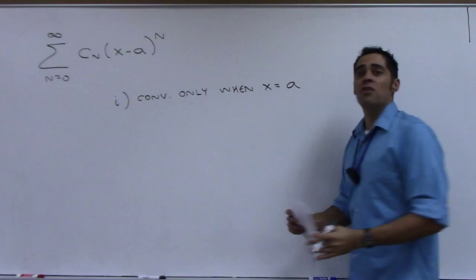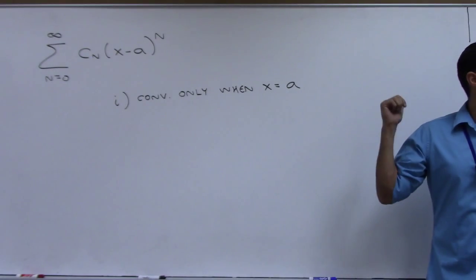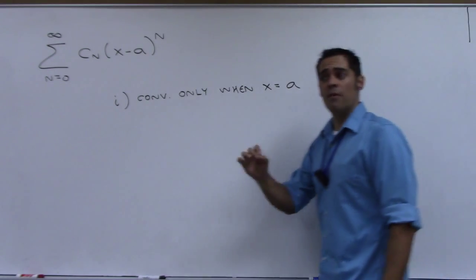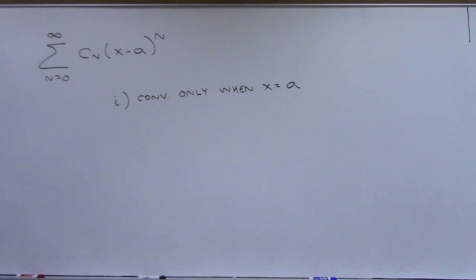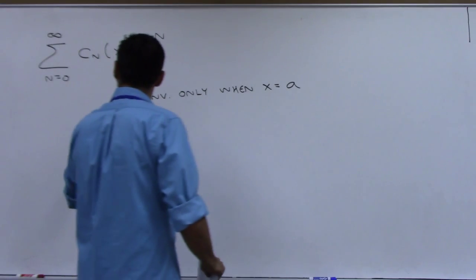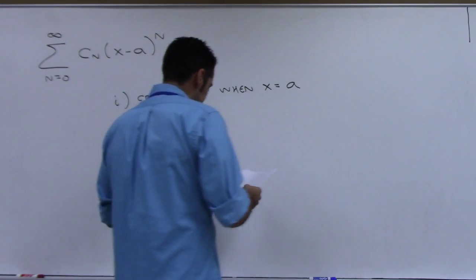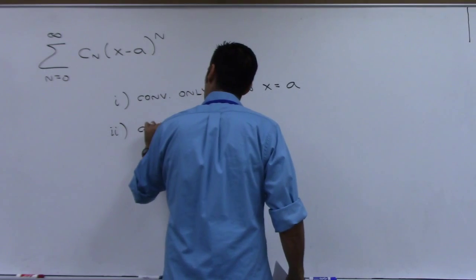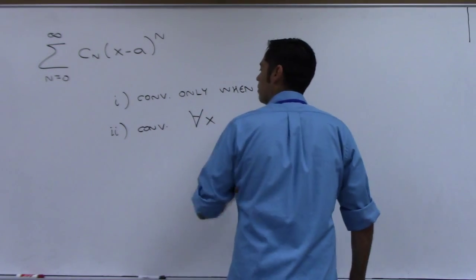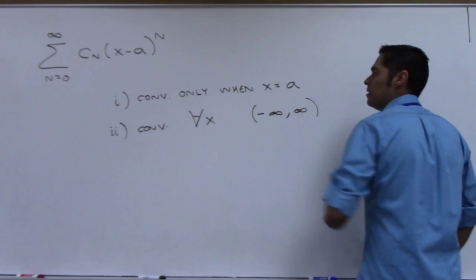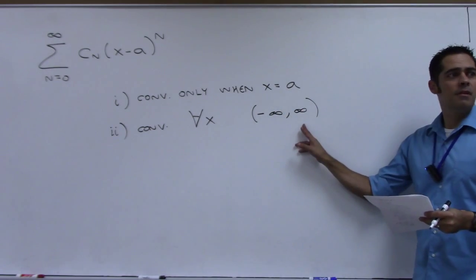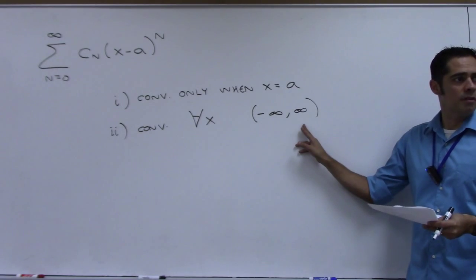That was the problem I just showed you. The example I just showed you only converged at one value. Or the second possibility is that it converges for all x, which means that negative infinity to infinity is where the domain is, or where the interval of convergence is.